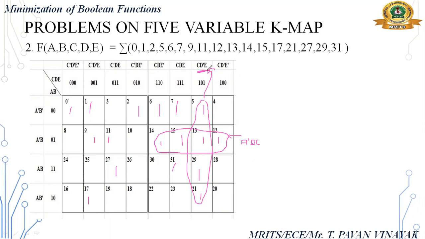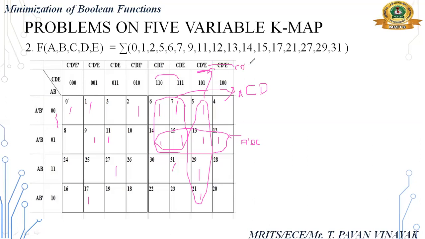Any other quads? See here, one more quad is available. These four, right? What is the expression for it? Common term from these two columns is CD. From these two rows, common term is A bar. So A bar CD, one C D bar E.